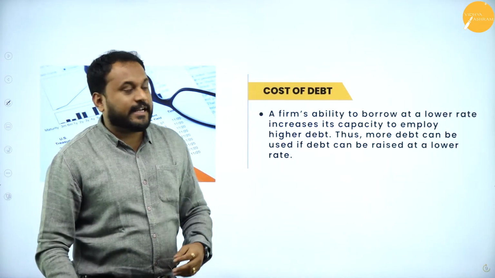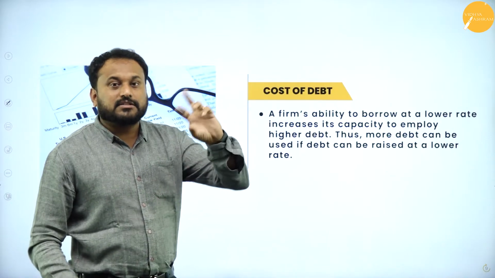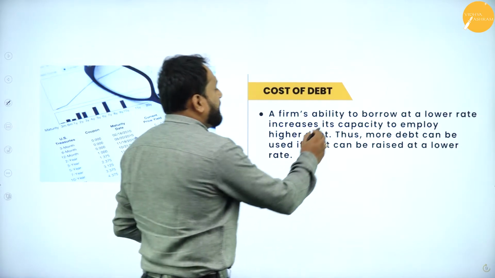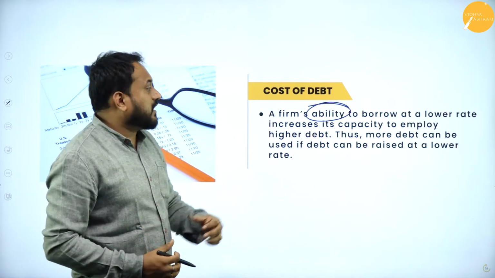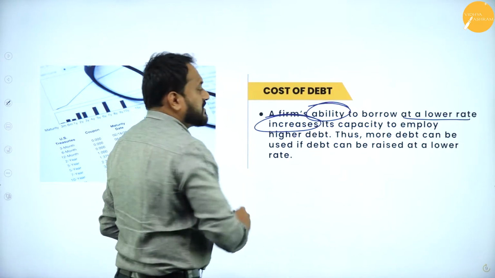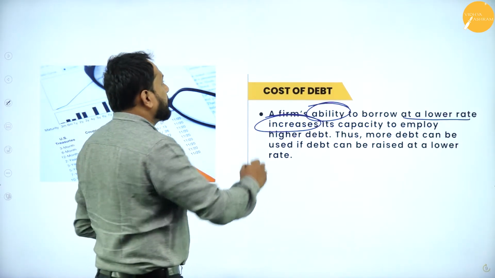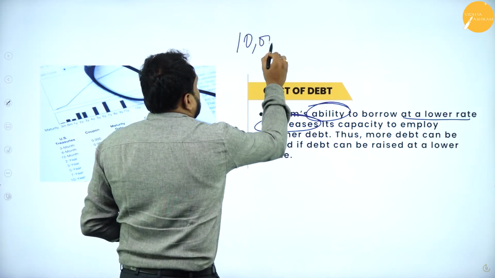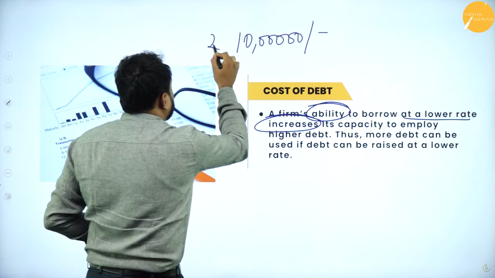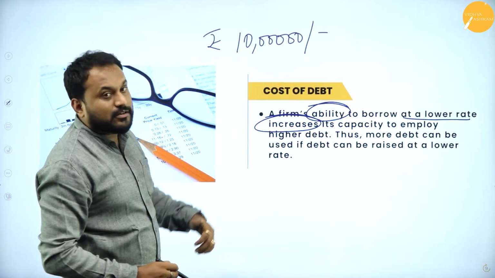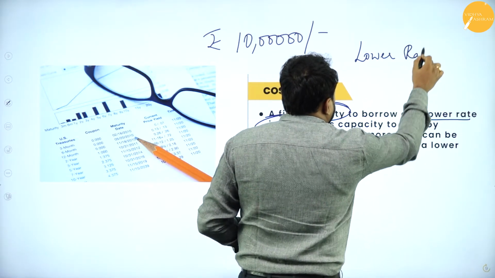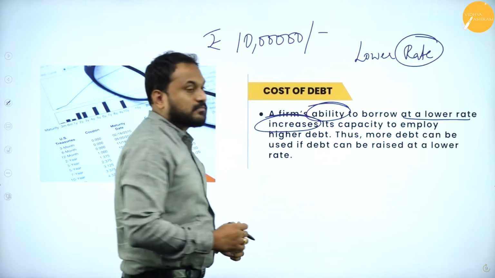Next is cost of debt. What is this cost of debt? You have cost of debt as well as cost of equity. You are supposed to know what exactly those two terms are. A firm's ability to borrow at a lower rate. What is it? To borrow at a lower rate increases its capacity to employ higher debt. See, now I'll go with 10 lakh rupees, right? Now I'll think about this and then I will go with 10 lakh rupees. I'll start borrowing. When I start borrowing 10 lakh rupees at a low rate or lower rate, okay? Now what happens at a lower rate?